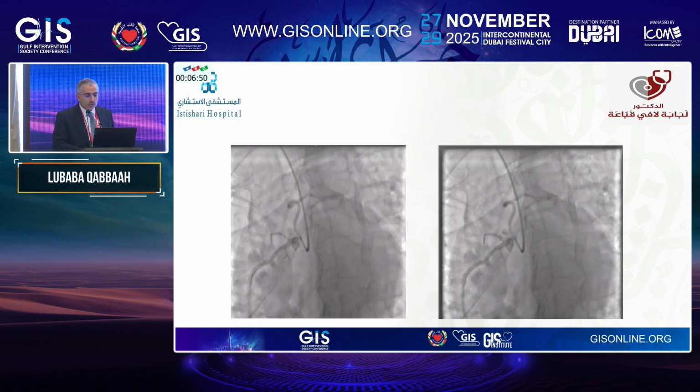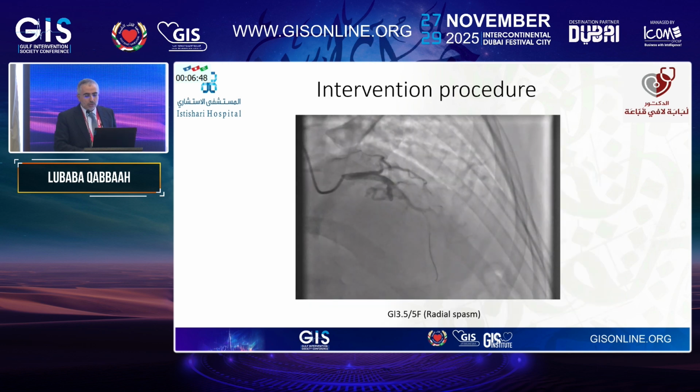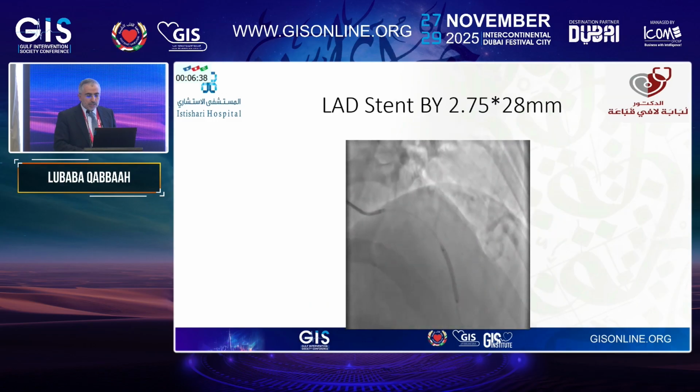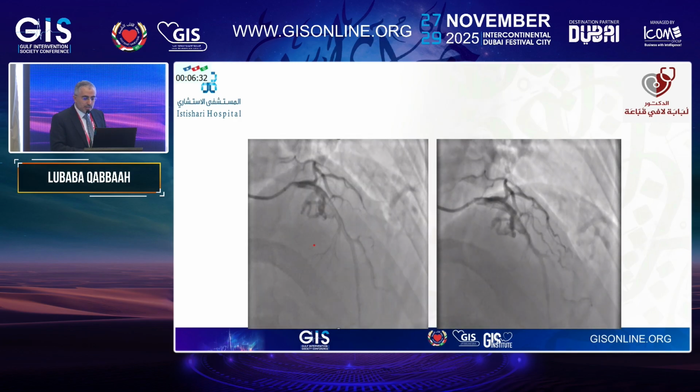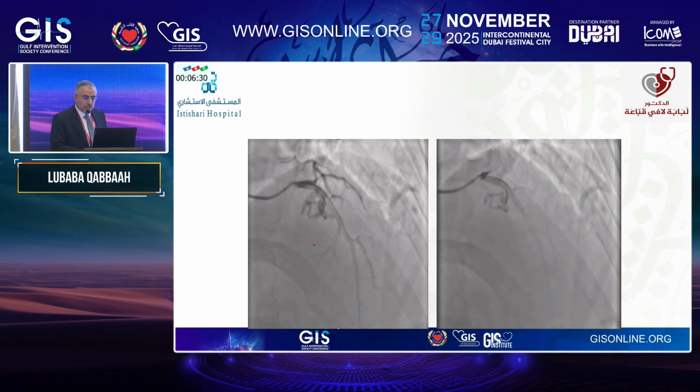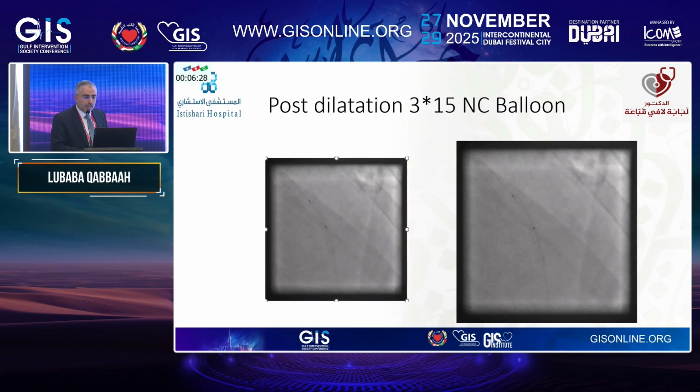So we decided to go to intervention, to intervene on the LAD. This is a 6 French guide, but because we have some radial spasm, we took a 5 French guiding catheter. And we put our stent, a 2.75 by 28 millimeter stent. And this is after stenting. We went for post-dilatation of this stent with a 3 by 15 millimeter NC balloon.